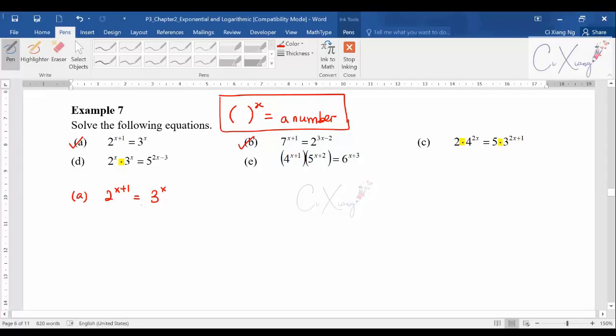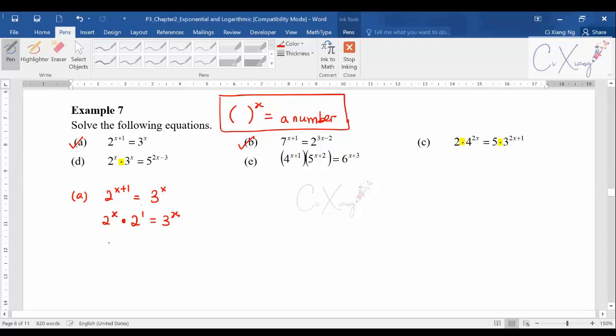But before that, I'm having a problem with this. I'm having power x plus 1. So actually power x plus 1, you can split it to become 2 power x multiplied with 2 power 1. Right? Because a power m multiplied with a power n is actually equal to a power m plus n. Correct or not? So I do it in the opposite way. I separate it. That equals 3 power x.